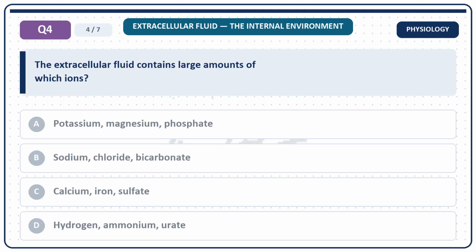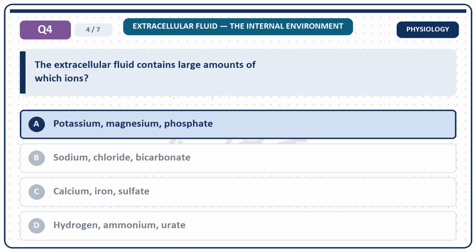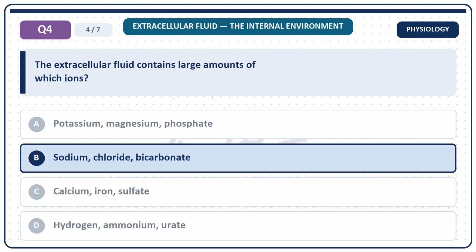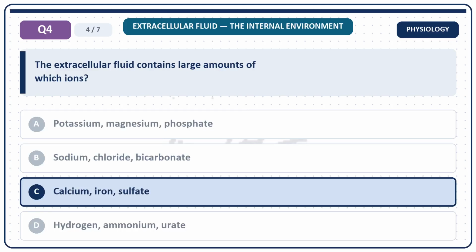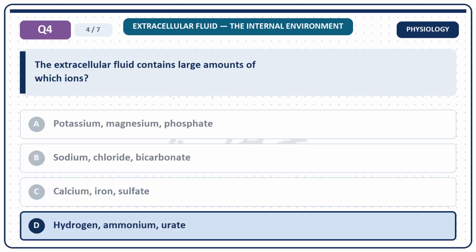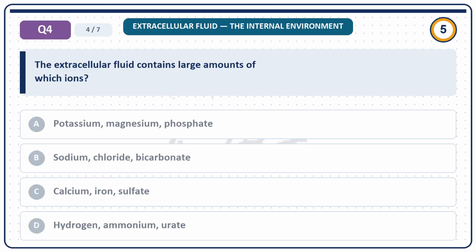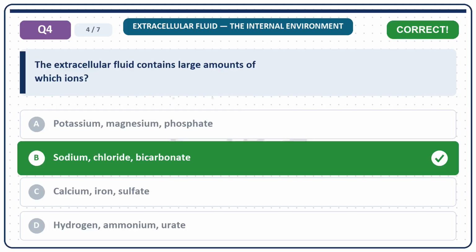Question 4. The extracellular fluid contains large amounts of which ions? Option A, potassium, magnesium, phosphate. Option B, sodium, chloride, bicarbonate. Option C, calcium, iron, sulfate. Option D, hydrogen, ammonium, urate. Option B, sodium, chloride, bicarbonate.